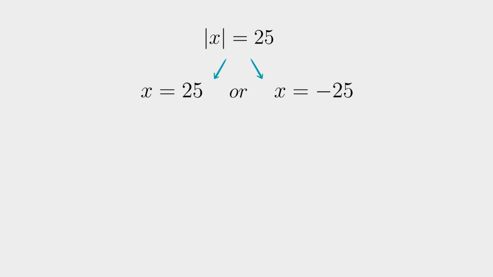The absolute function is a value between two vertical lines. Here, the absolute value of x is equal to 25. Anything in between the absolute function turns into a positive. So here, x can be 25 or x can be minus 25. The absolute value of positive 6 is 6, and the absolute value of negative 6 is also 6.